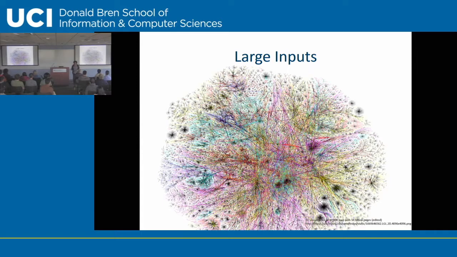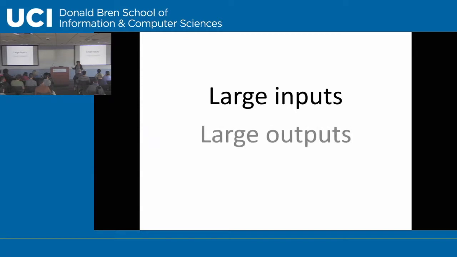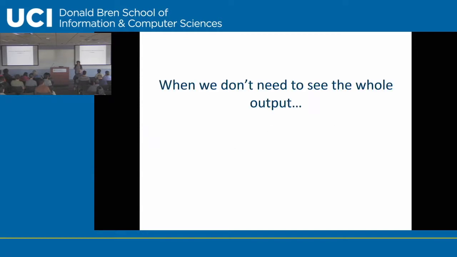This is a model that we are interested in because we're interested in what do you do when you have huge inputs, so large that you can't actually see the whole input. In fact, not only do you have large inputs, but you're trying to solve a computational problem where you also have a large output. Okay, and what do you do in this case where the output is so large that not only can you not see the whole output, you don't actually need the whole output, you just need some piece of it.